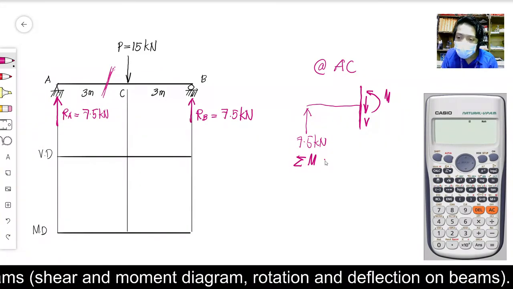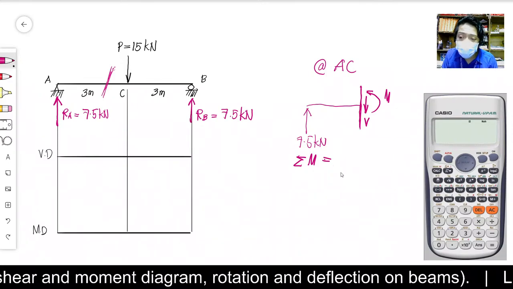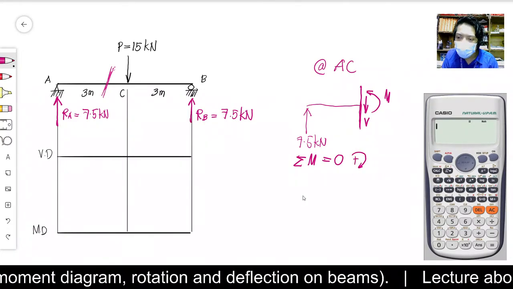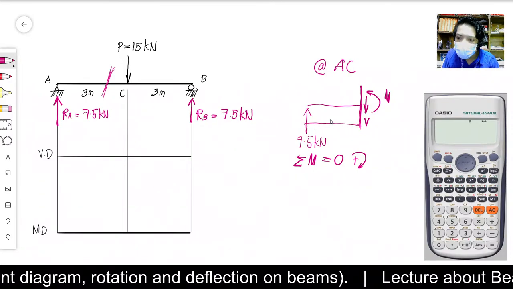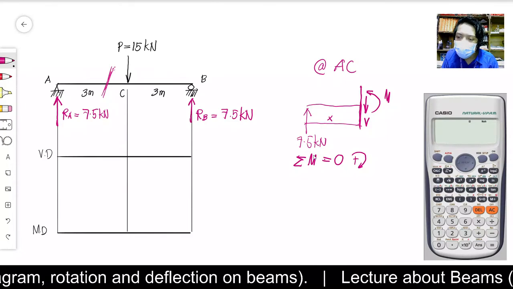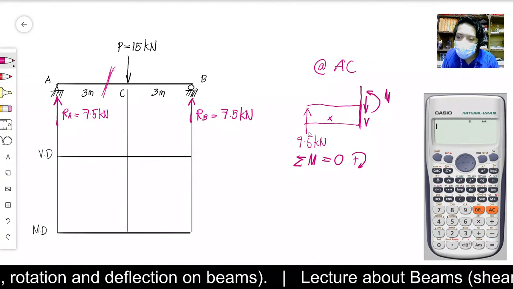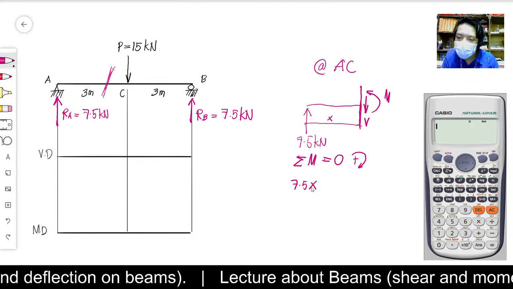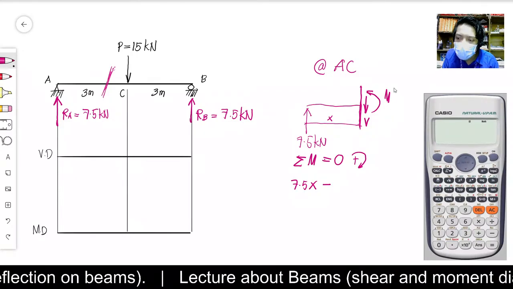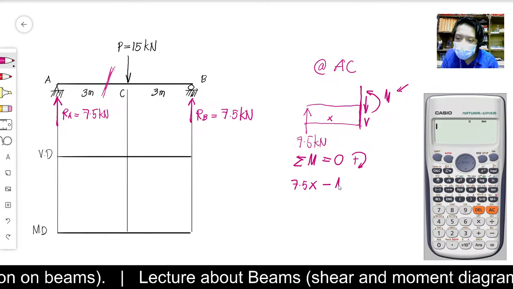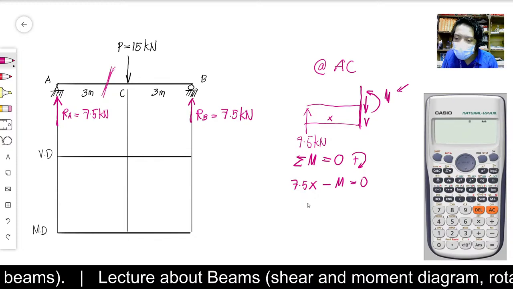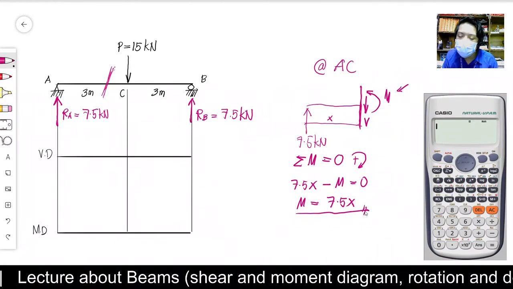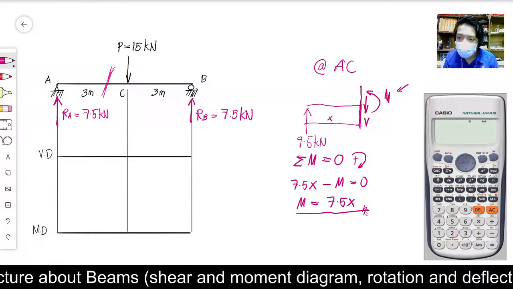Here we take the summation of moment. Since this is in a state of equilibrium, the summation of moment at that section is equal to 0. And we will take clockwise as the positive moment. This distance right here is x. So you are summing the moment here. The moment for 7.5 is positive because we are taking clockwise as positive. That is 7.5 times x, 7.5x. And of course, we have here the moment, so minus moment. This is equal to 0. So your moment is equal to 7.5x. Now, this is your equation of the moment diagram at segment AC.